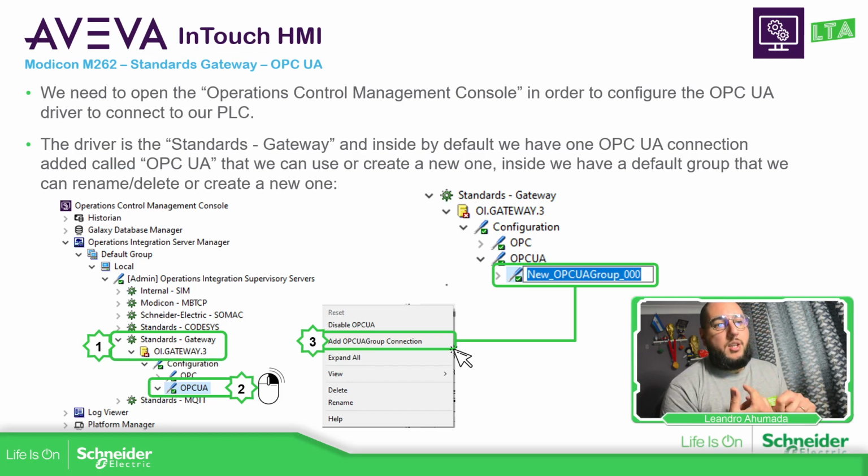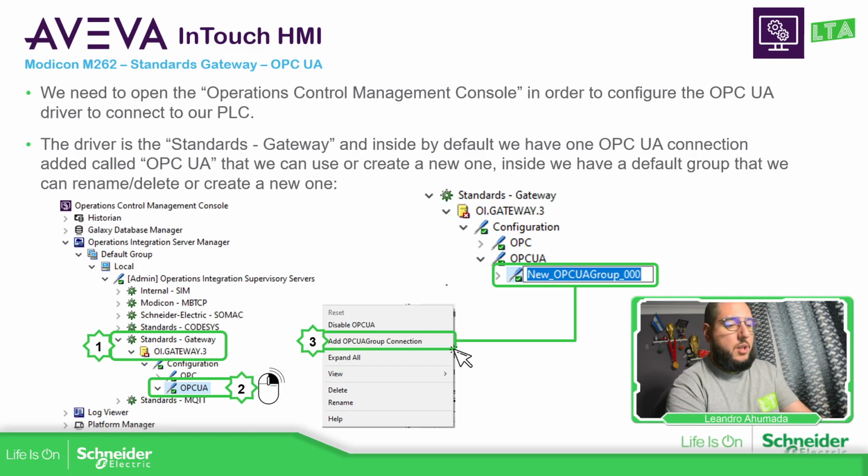The first thing that we need is to open the OCMC, or the Operations Control Management Console, which is the one where we configure the drivers. By default, we have the OPC UA here and the OPC, and I believe there is another one. But what we need to do is delete the default OPC UA one, and with the defining group, you can delete it, or you can start from scratch or rename it. So let's open that.